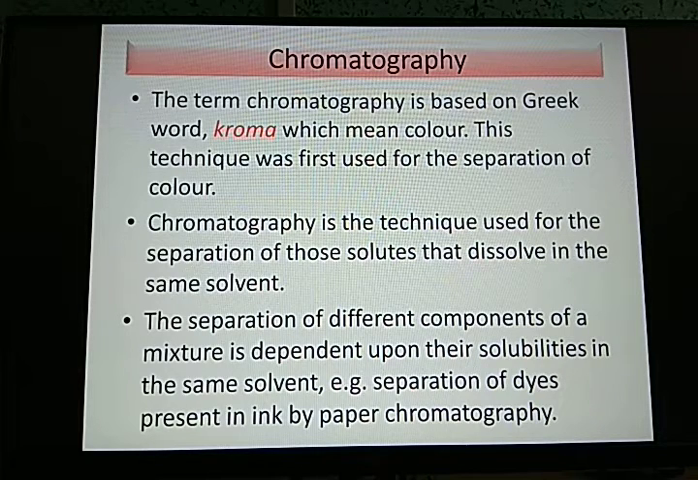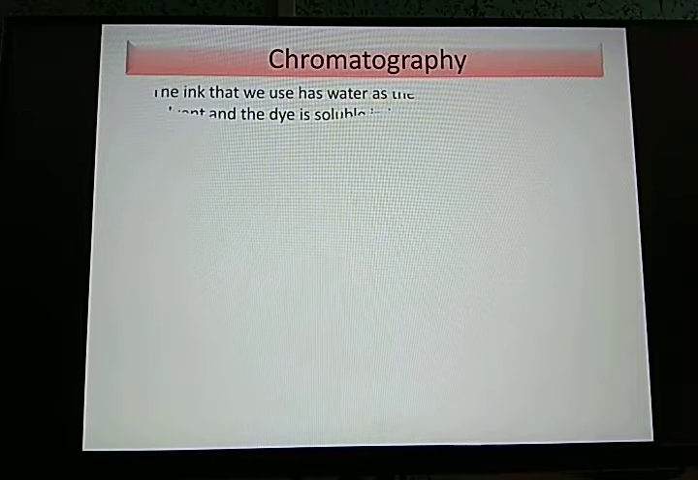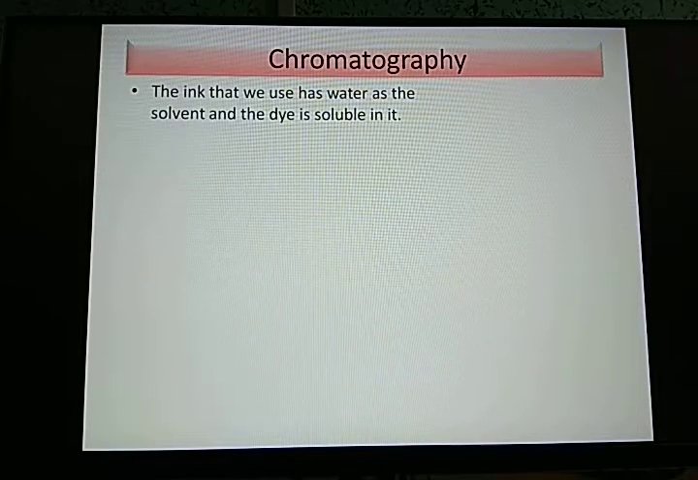Say, for example, if you have to separate the different dyes present in ink, we can separate them through the help of paper chromatography. Now let us see how this is done. First of all, the ink that we use has water as the solvent and the dye is soluble in it. So ink is nothing but a mixture of the dye and water. So altogether it makes the ink.